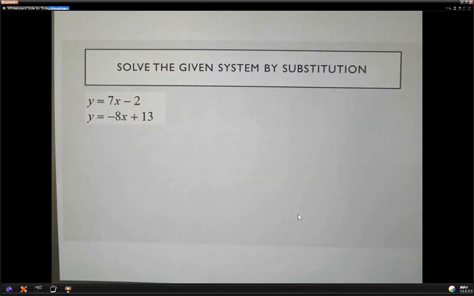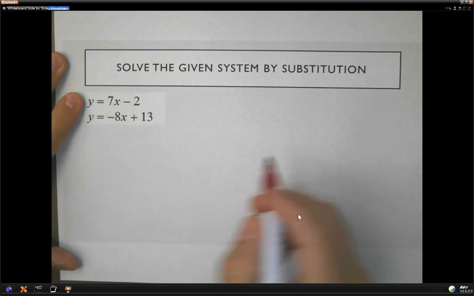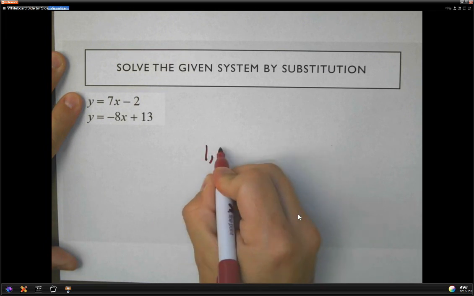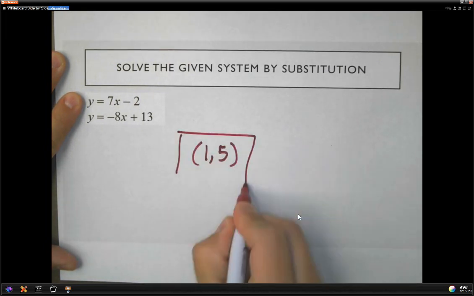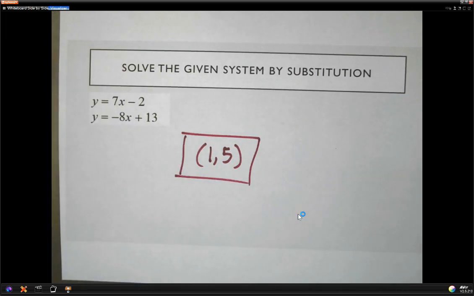So here's another one. I would suggest you give it a try on your own. After working through it, hopefully you got the point, 1, 5. Now, as you work through it, do remember, if you didn't get this answer, what you need to do is go back through your work.